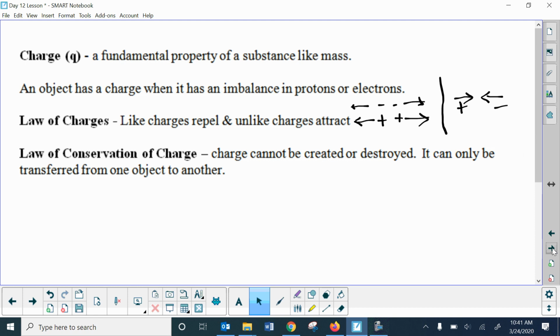Charge is just a fundamental property of a piece of matter. So sort of like mass is a fundamental property, charge is as well. Q is the symbol for charge. All matter has charge in it.